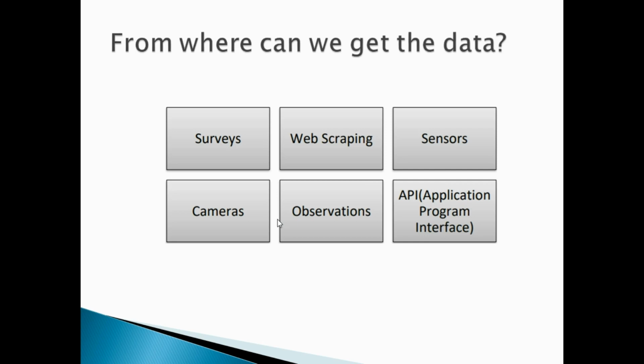Sensors: there are various sensors installed in various ways. The sensors could be pressure sensors, temperature sensors. There are various sensors installed. These sensors send data periodically to a unit. So sensor data can help me, or cameras, that is, if I want images or videos, observations by people, or an API, that is, I can pass a form to people.